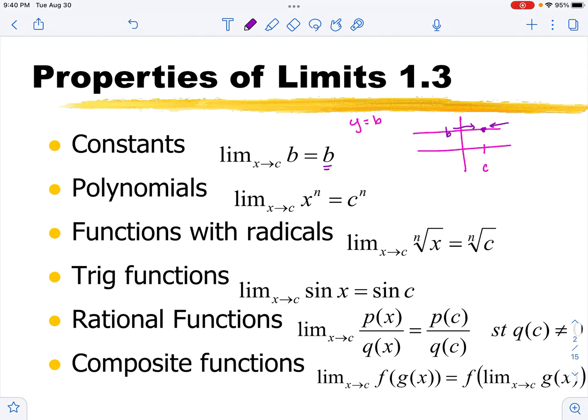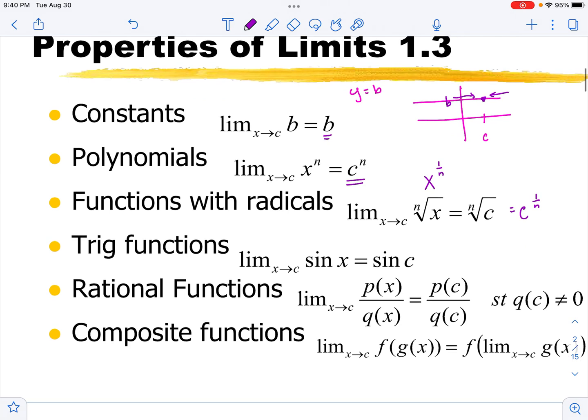Now, looking at the next one, the limit as x goes to c of x to the n. This is any polynomial function. With direct substitution, you're really just plugging c in for x, and that gives you your limit. The same thing works with radicals, because radicals are the same as a power. It's a fractional power, but it works the same. We can think of this as x to the 1 over n, and then you do direct substitution and get the nth root of c, or c to the 1 over n.